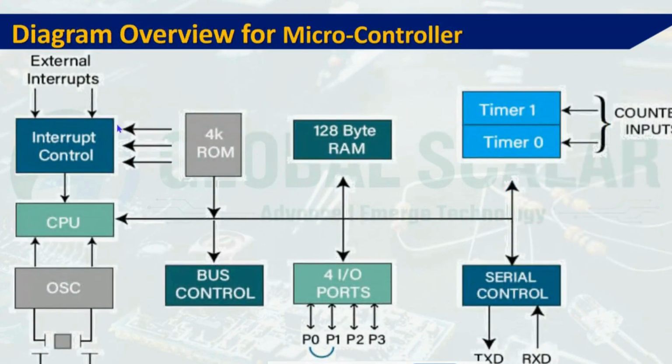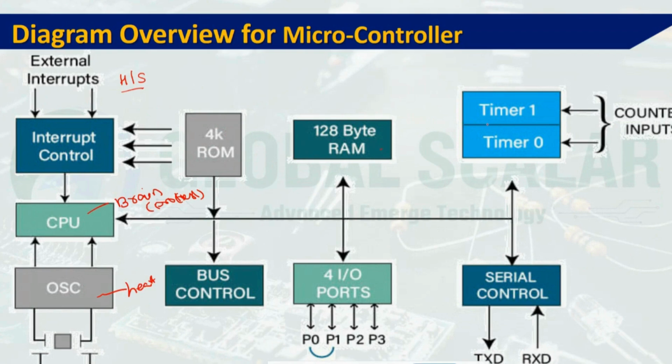We saw the 8051 microcontroller, which has 40 pins. For those 40 pins, the connections include the oscillator. The oscillator is the heart of the controller, and the CPU is the brain. It is the processor that processes the data we receive from the sources. The interrupt controller handles external interrupts, and we have two types of interrupts: hardware interrupts and software interrupts. These are given directly to the CPU, and we have ROM and RAM.